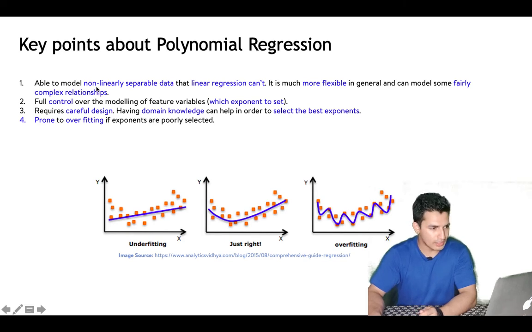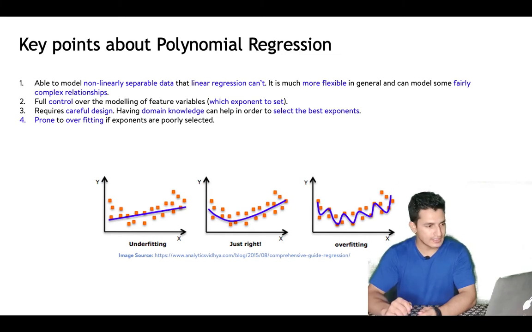It is able to model non-linearly separable data that normal linear regression can't, and it is more flexible to model fairly complex relationships. We have full control over the modeling, that is, which exponent to set, and this also leads to careful designing of the model. We need to be very careful while using the right value of that exponent.